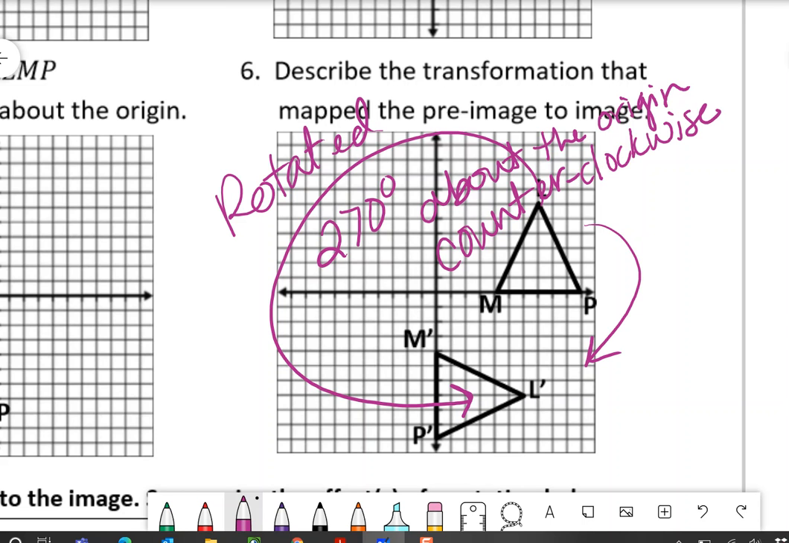But you have to be very careful if you choose to do 90 degrees. If you do 90 degrees, you have to say clockwise, because this is clockwise. If you say about the origin or counterclockwise, that's going to the left. If you say 90 degrees, you have to make sure you say clockwise. Otherwise, you do not go the correct way. And once again, this is rotated.